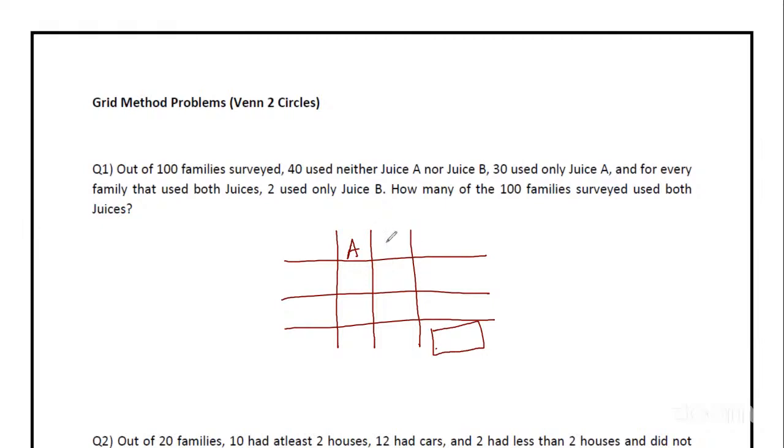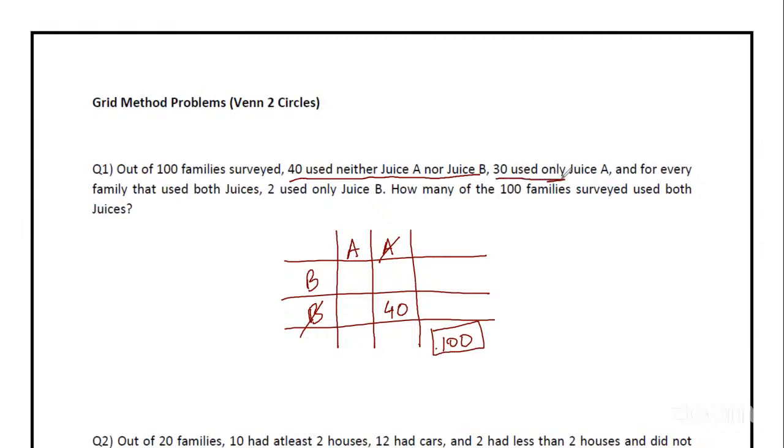So I'm going to go with juice A, families that don't have juice A, juice B, and families that don't have juice B. And the total I'm going to write down out here. Now I'll just go with the information. Out of the 100 families surveyed, 40 used neither juice A nor juice B. So neither juice A nor juice B is not A and not B, this common square out here.